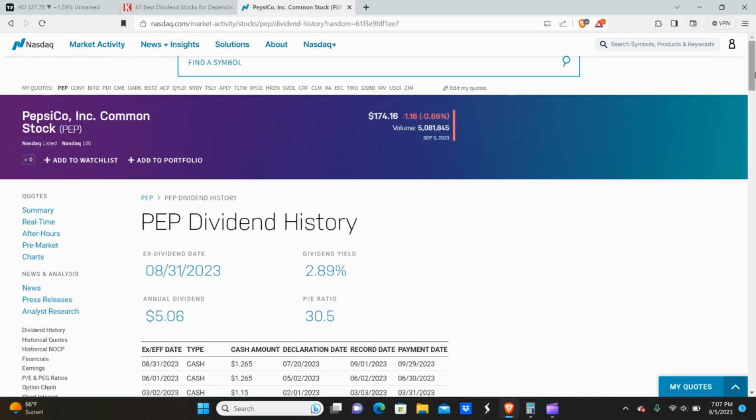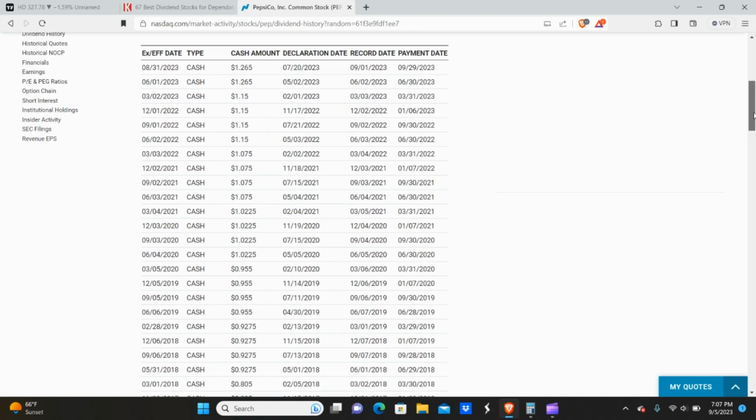So Pepsi, as you guys can see, this thing pretty much only ever raises its dividend payout year over year, literally. So you would get not only a dividend and massive upside appreciation, but you would also get a dividend increase basically every single year from this company.